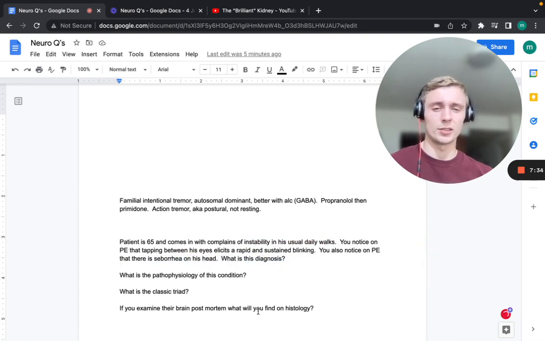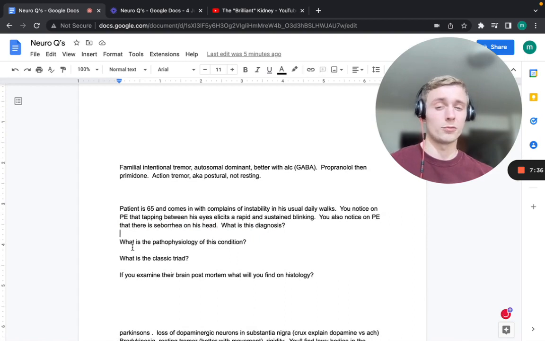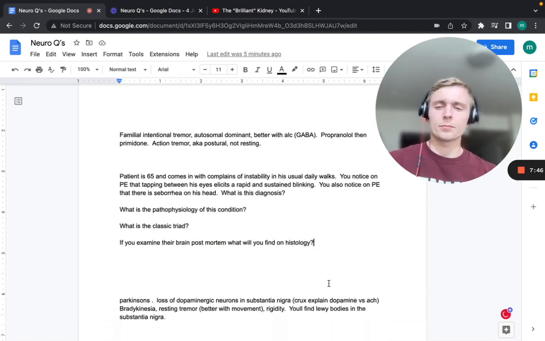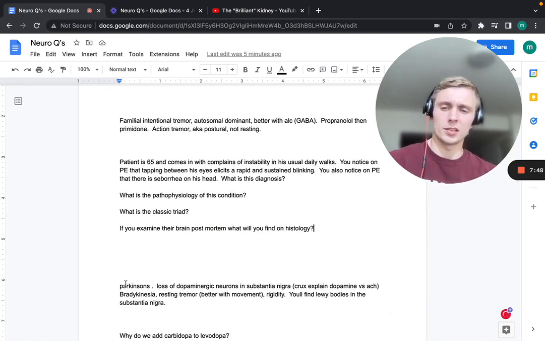So what's this diagnosis? What's the pathophysiology of this condition? What is the classic triad of this condition? And if you examine their brain post-mortem, what will you find on histology? So this is going to be Parkinson's. So remember, Parkinson's has an increased risk of seborrheic dermatitis, instability, as well as the glabellar reflex, when you're tapping on the nasal bridge and you have that rapid sustained blinking. The pathophys is a loss of dopaminergic neurons in the substantia nigra.